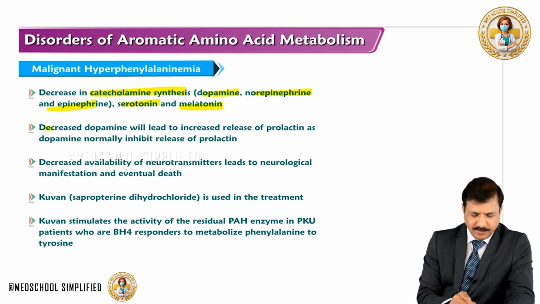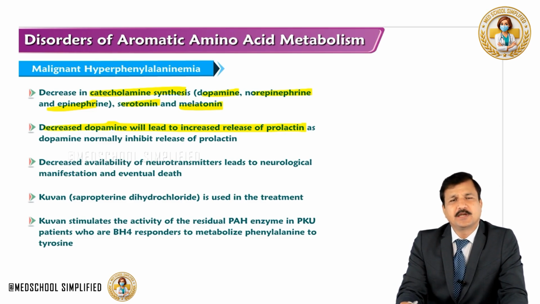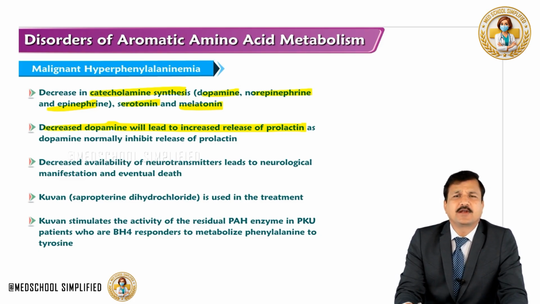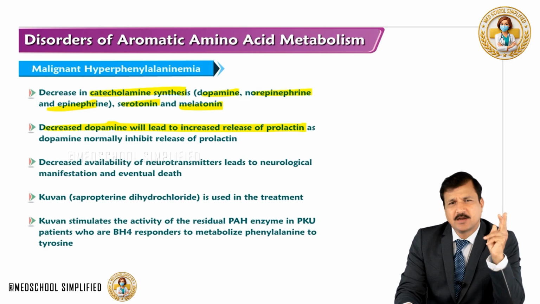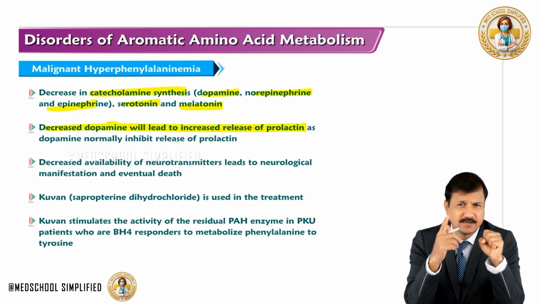Particularly, decreased dopamine will lead to increased levels of prolactin, because normally dopamine will have an inhibitory effect on release of prolactin. So now when the dopamine is down, prolactin levels will increase. So that's something which is increased here. So dopamine is decreased, norepinephrine is decreased, epinephrine is decreased, serotonin is decreased, melatonin is decreased, but prolactin is increased. Remember that.